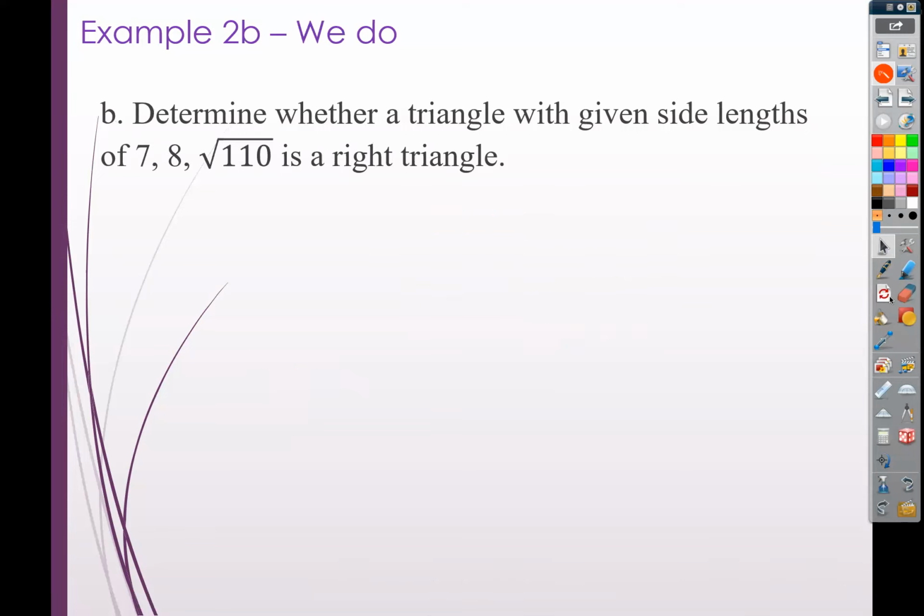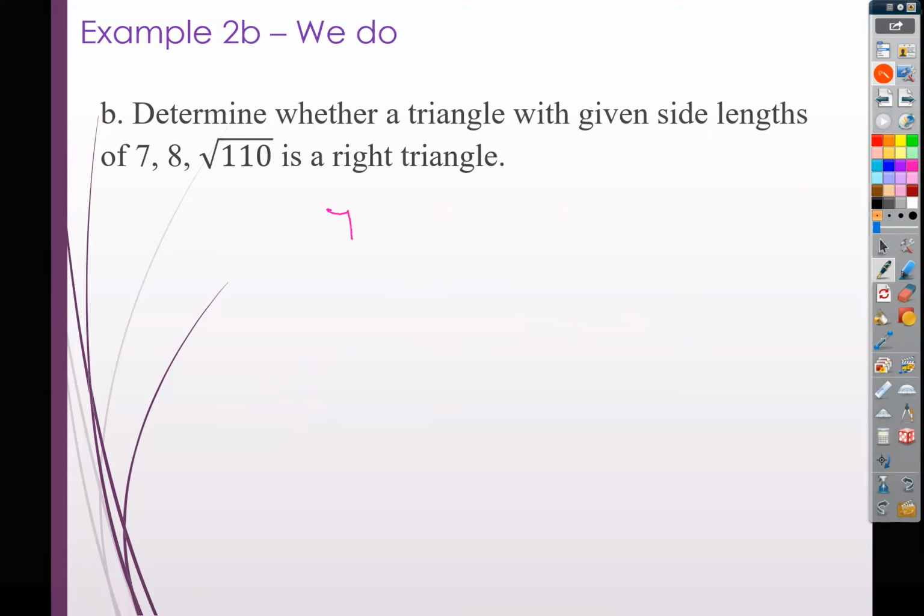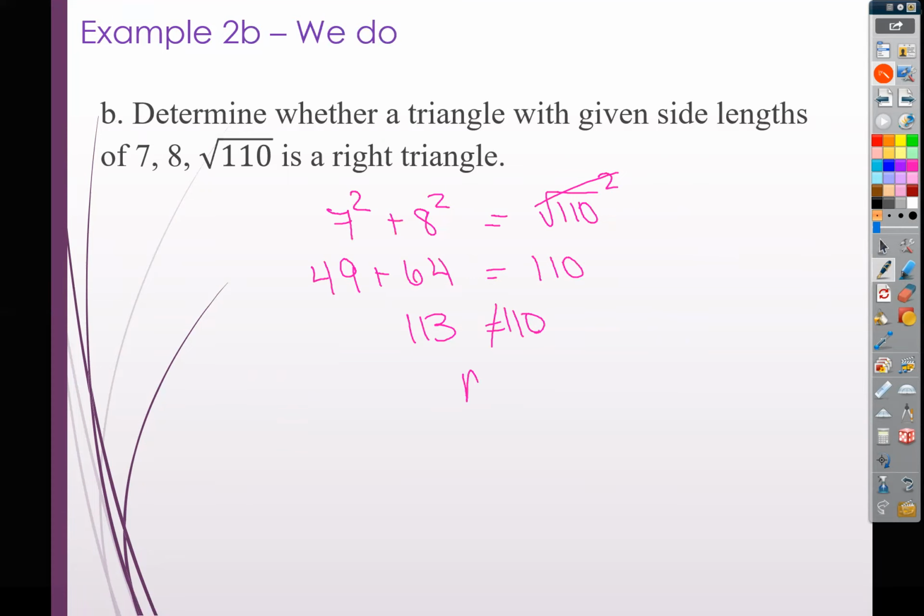Okay, determine whether the triangle with given side lengths is a right triangle. So again, you plug those in. So you get 49 plus 64 equals, the square and the square root cancel each other out, so you just get 110. So if I added this together, I would get 113 equals 110, which is not true. So the answer would be no, it is not a right triangle.